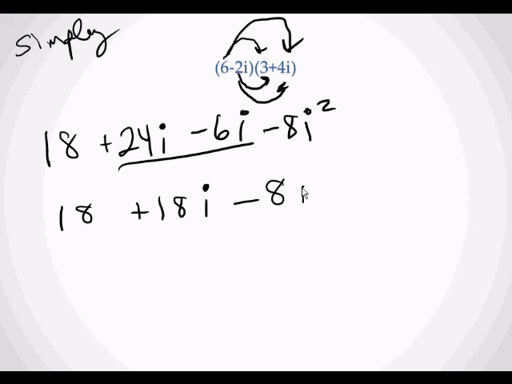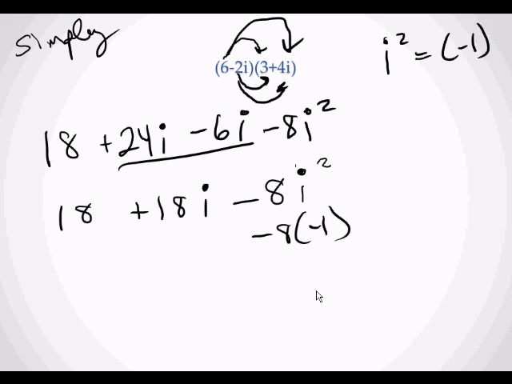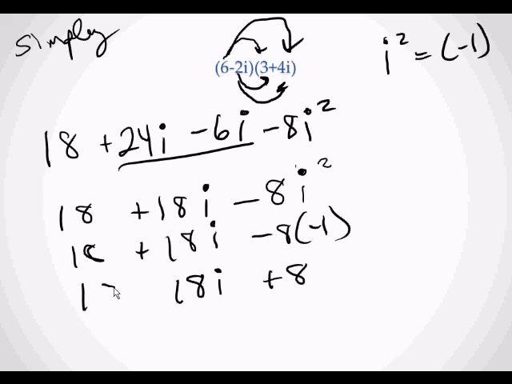These two can combine: 24 minus 6 is a positive 18i, minus 8i squared. Well, you can't have i squared in your final answer. I's are okay, as long as they're not on the bottom of a fraction, but you can't have i squared. We all know i squared changes to negative 1, right? We can change i squared to negative 1. So that's what I'm going to do here. Negative 8 times i squared, which is negative 1. Negative 8 times a negative 1 is a positive 8.